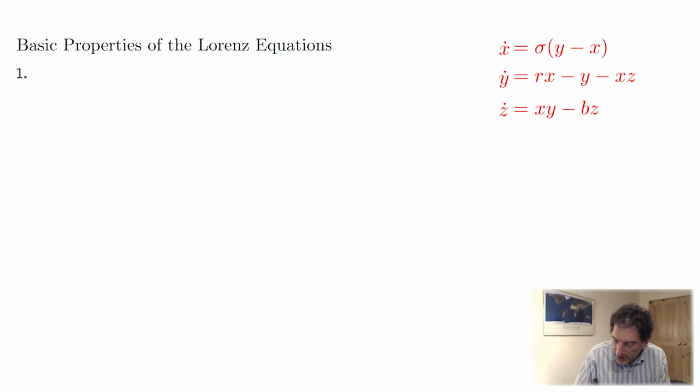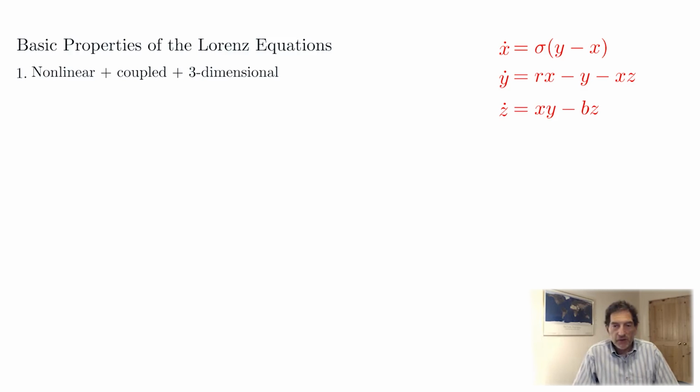So the first point is that they're nonlinear, coupled, and also three-dimensional. Therefore, we expect complex behavior from these equations of motion. The other simple property that one can see just by inspection is that these equations have a symmetry. If I take x and y and send them to minus x, minus y, the solutions are invariant. So there is a symmetry in the equations of motion.